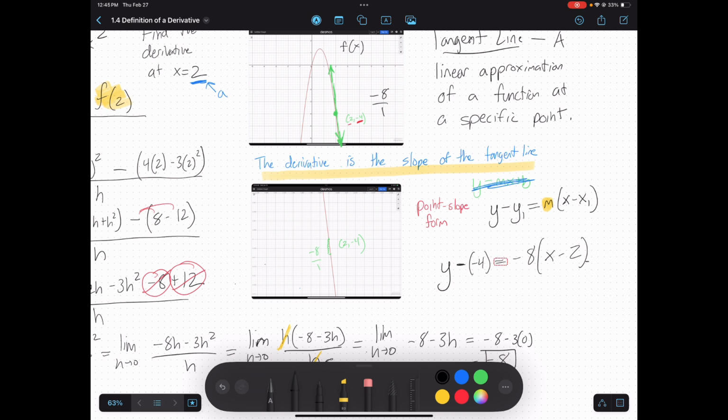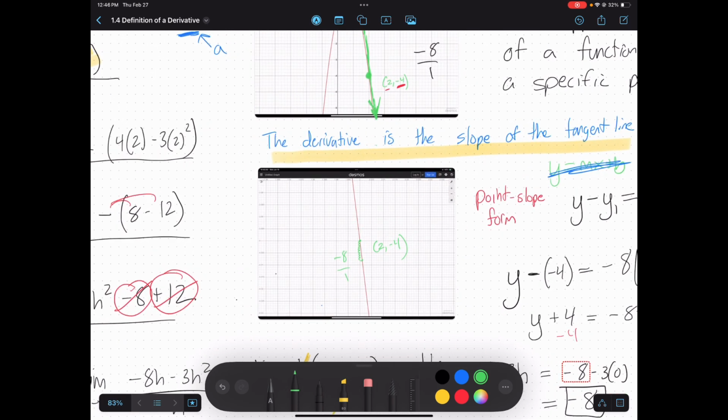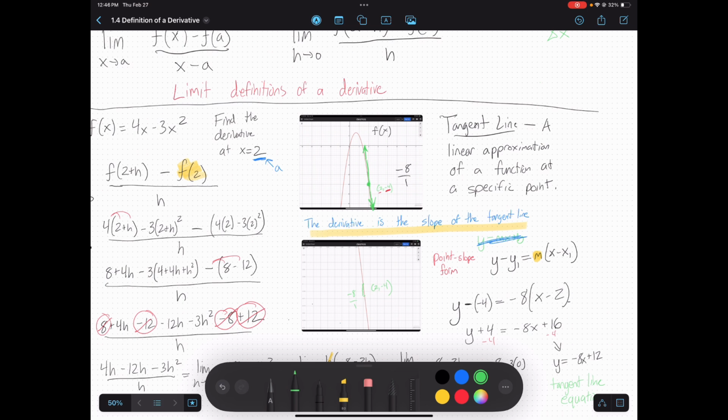I could, of course, clean this up a little bit, right? Y minus a -4 is just y plus 4. If I want, I could distribute this -8 to both terms. And if I take it one more step, I can get this into slope-intercept form by just subtracting 4 on both sides. So we can eventually get into slope-intercept form, but it's really nice to start using point-slope form. But this represents my tangent line equation. If I go and graph this line, it's going to exactly match this linear line that I have right here in my zoomed in graph.